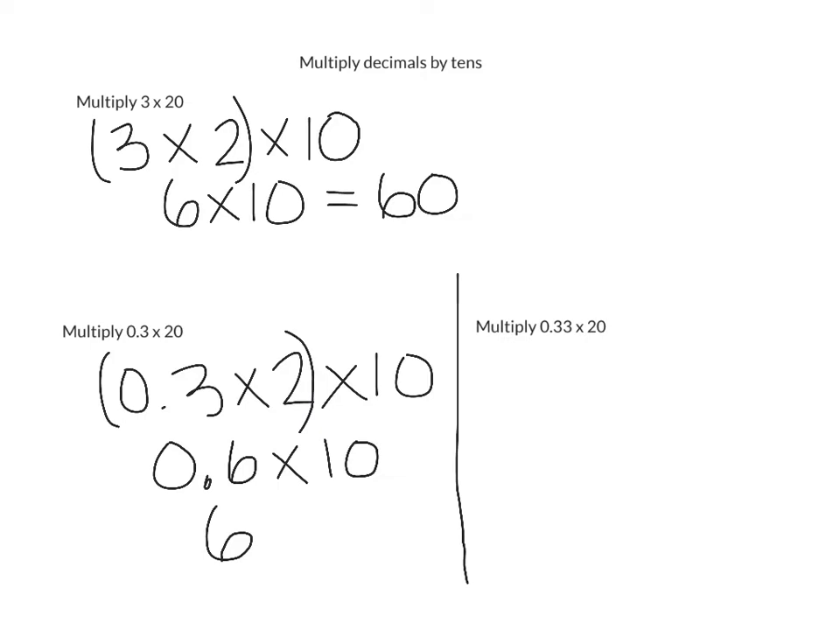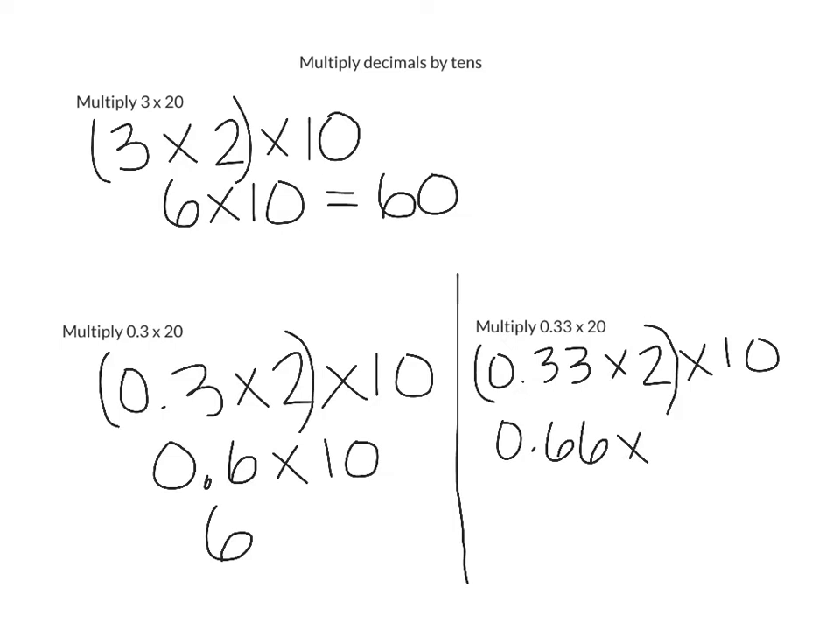Let's look at one more quick example of multiplying a decimal by a multiple of 10. So again, we're going to break apart 20 into 2 times 10. So we'll multiply 33 hundredths times 2 times 10. We're going to group together 33 hundredths times 2 and then multiply that product by 10. 33 hundredths times 2 is equal to 66 hundredths, which when we multiply that by 10, we get 6 and 6 tenths.